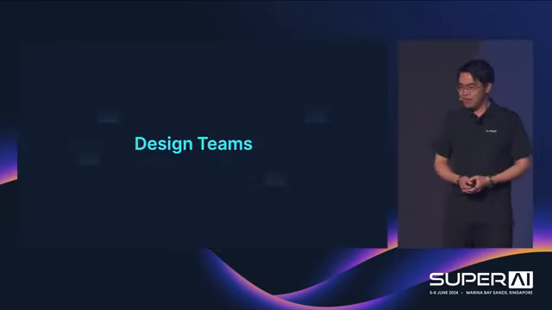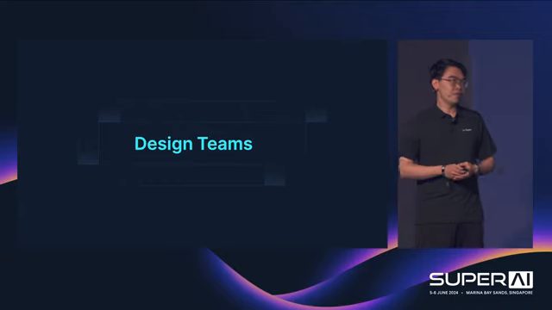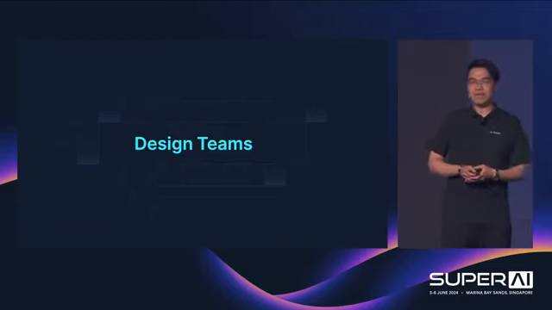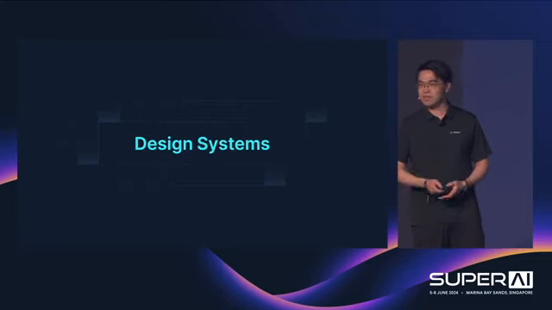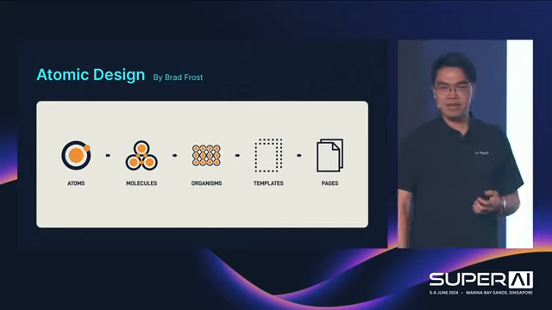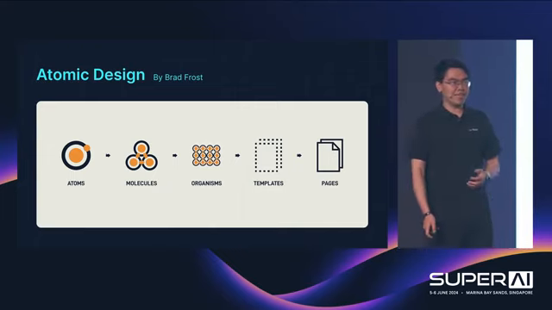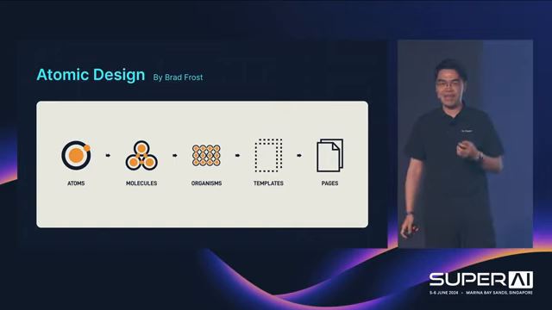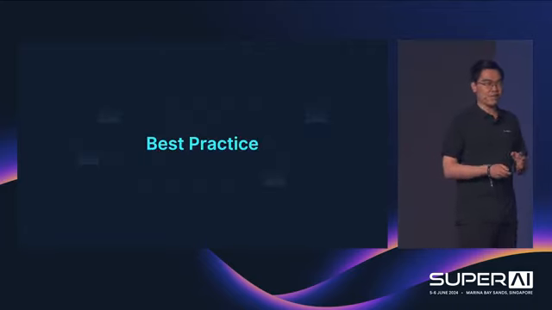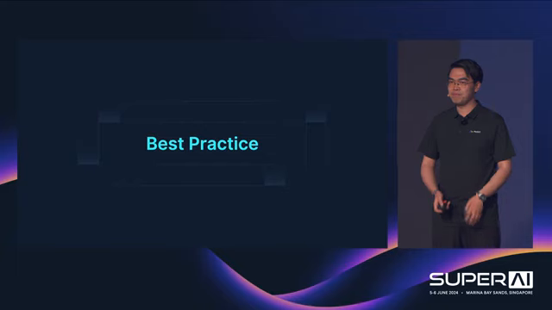OK, next part. Before, I have shown you something we achieved by AI for designers, and we also want to do something that benefits design teams. And when talking about design teams, there is one thing we cannot miss, which is design systems. And thanks to Brad Frost and his book, Atomic Design, written more than 10 years ago, the concept of design systems has become very widespread among all product design teams. And I think it is the best practice for all the teams who want to make things consistent.